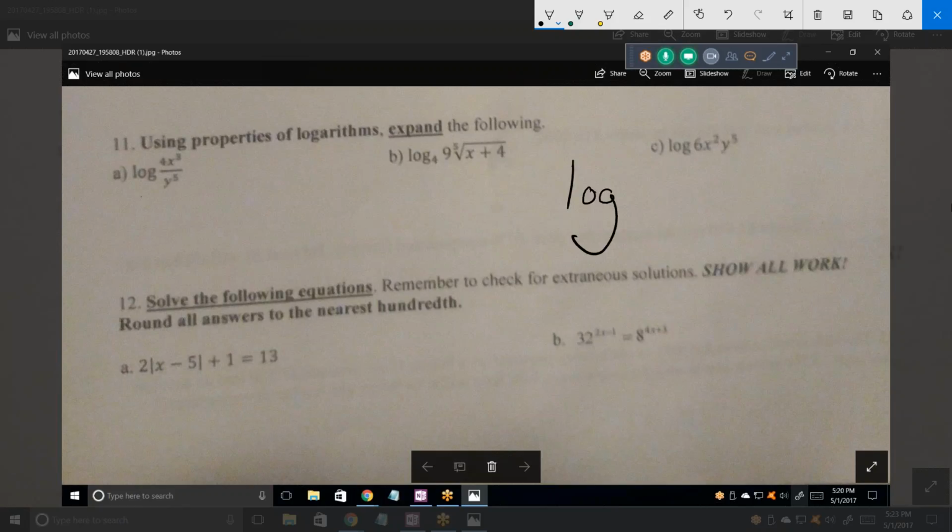Number C. Log base 6. Actually, it's not log base 6. It's common log. So it's log base 10, which means I don't write anything. So it's just log of 6. I'm just used to saying that sometimes. Plus 2 log of x, plus 5 log of y.